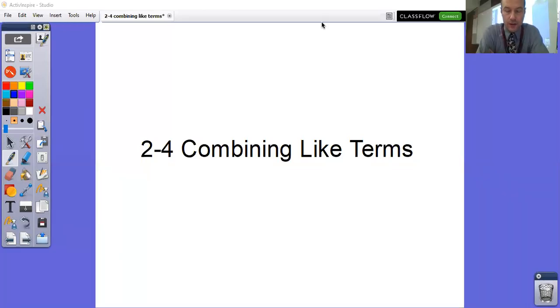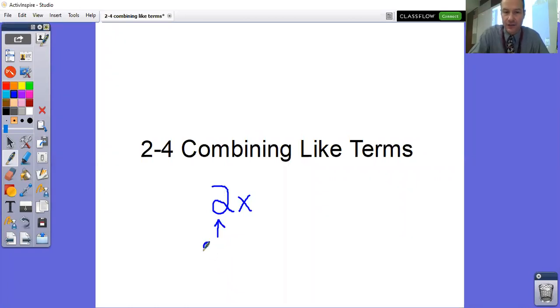So the lesson that we're learning today is 2-4. It is combining like terms. When you have a term like 2x, for example, I like to teach this lesson a little bit differently and explain it a little bit differently than some teachers do. If you had the term 2x, what I like to think about is first and last names. Every single person has a first name and a last name.